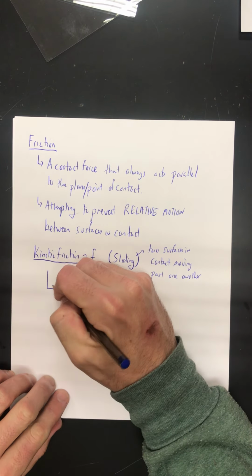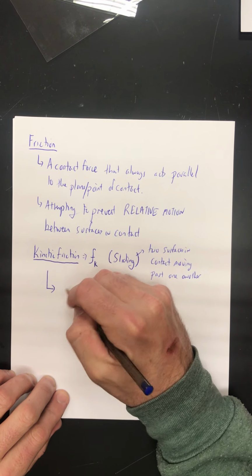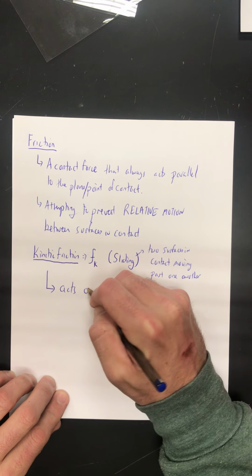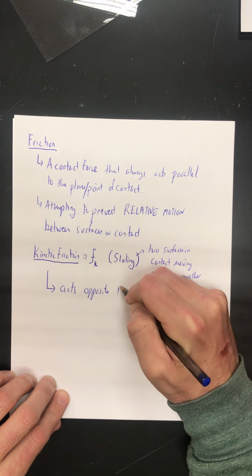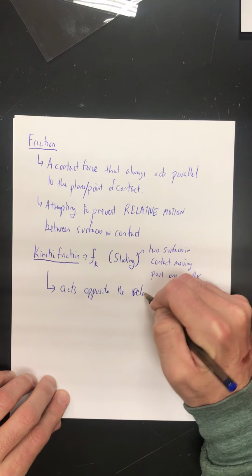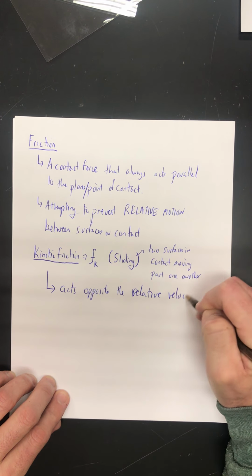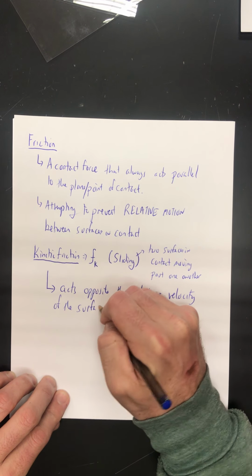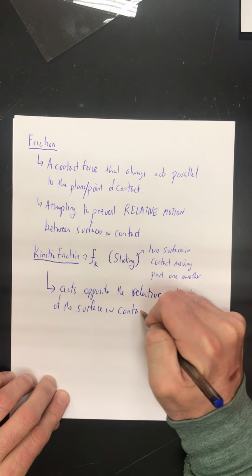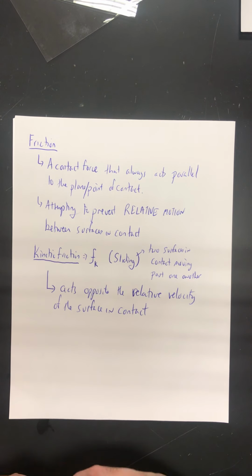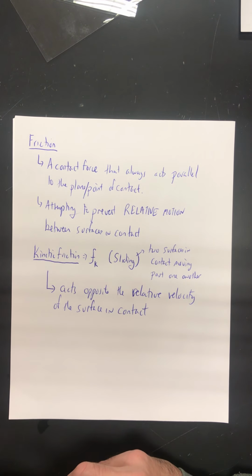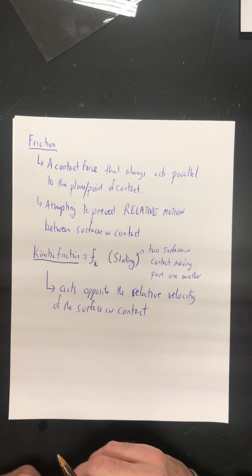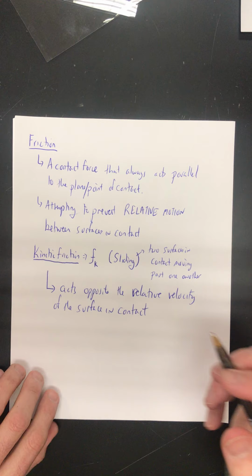So a couple of things about that kinetic friction. The first thing is the direction of that kinetic friction. This always acts opposite the relative velocity of the surface in contact. Not of the object, of the surface in contact. And that's going to become important when we have more complex looking objects later in the course. Remember, right now, technically everything is a point mass, so we can't get too complicated with this.